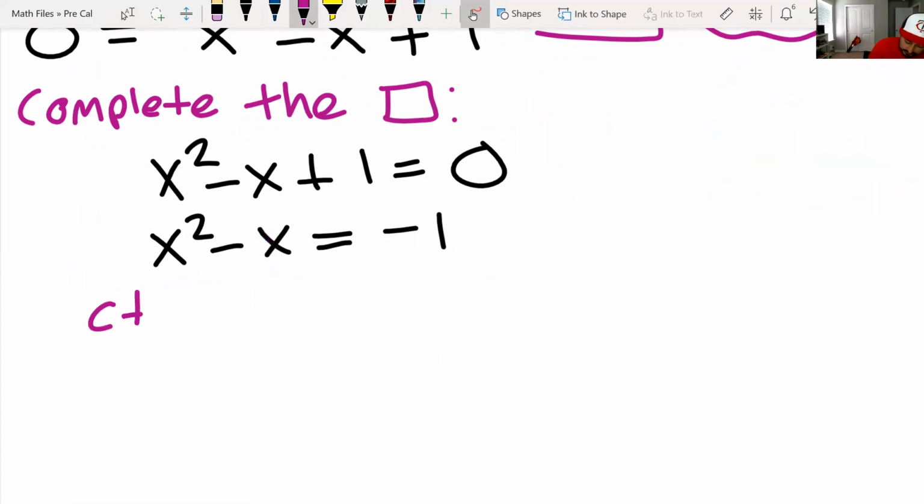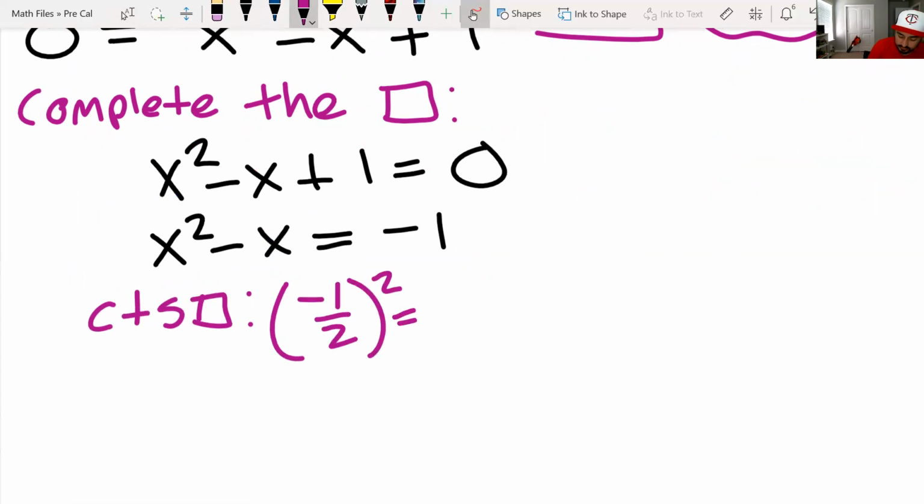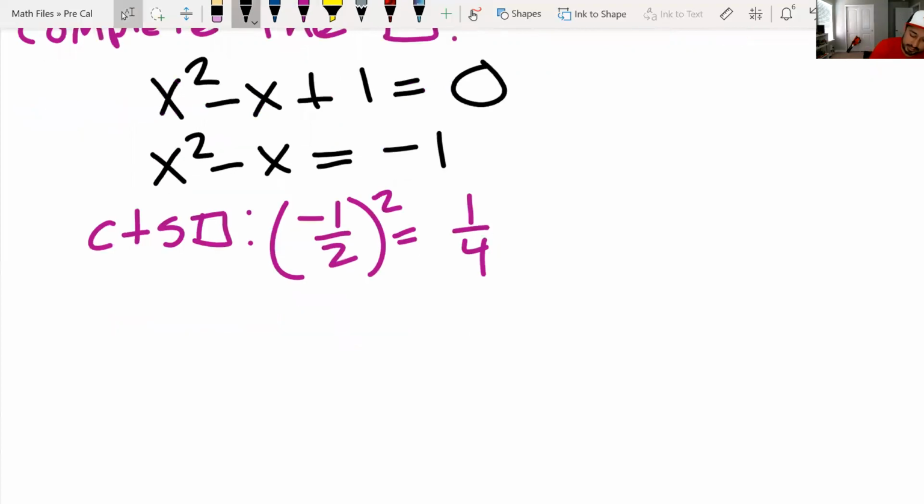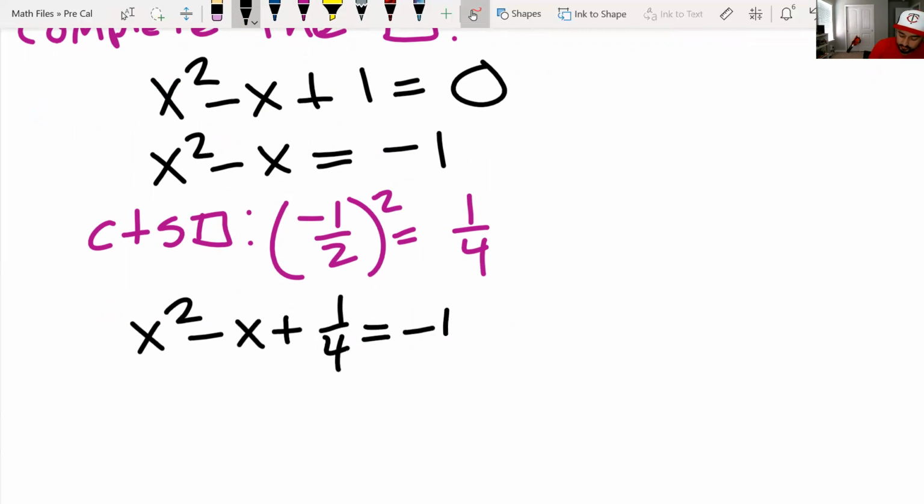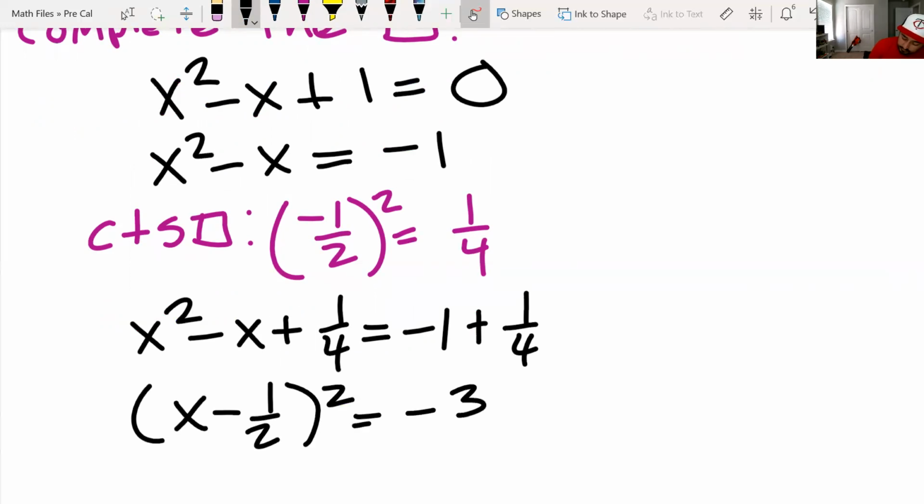So this is the complete the square process. You're going to have negative 1 over 2 squared, which gives me 1/4. I don't even need parentheses on that anymore. That's just 1/4. And then we add that to both sides. So you would have x squared minus x plus 1/4 equal to negative 1 plus 1/4. And now this side becomes factorable. You have x minus 1/2 squared equal to negative 3/4.